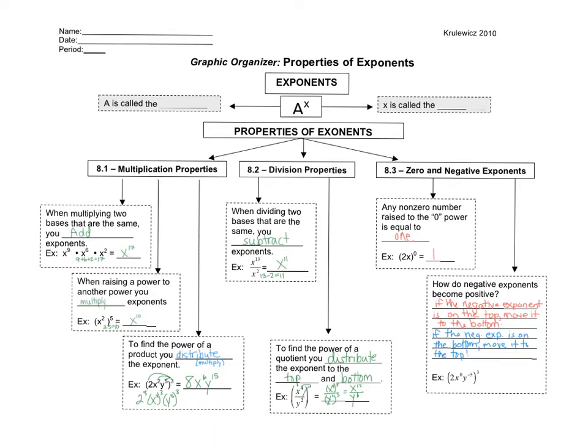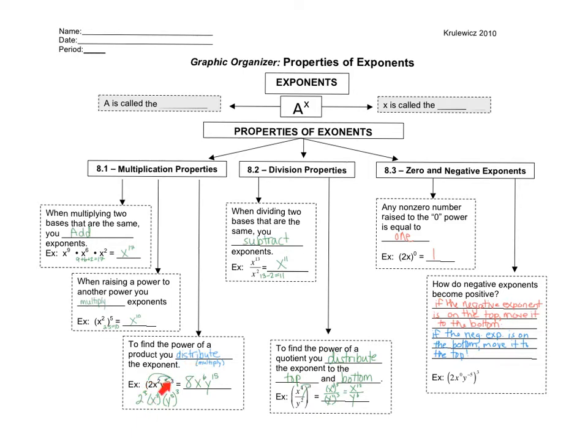So these are all things that you know. So the multiplication property, when you're multiplying the same base, you add the exponents. When you're raising a power to another power, you multiply the exponents, so x squared to the fifth power. And when you have a grouping, when you have a product, this multiplication here, taken to another power, you distribute, which would end up multiplying those exponents.